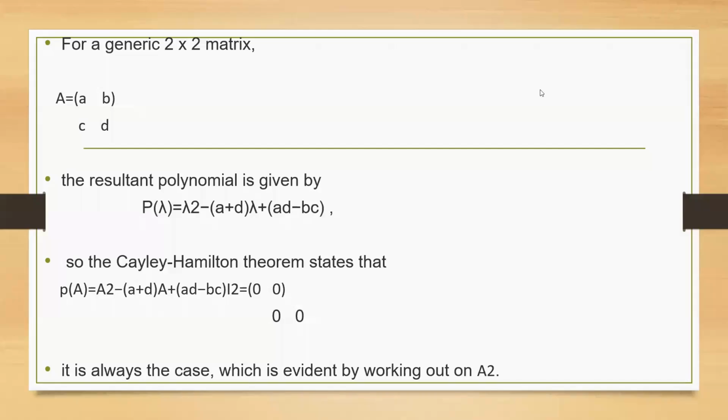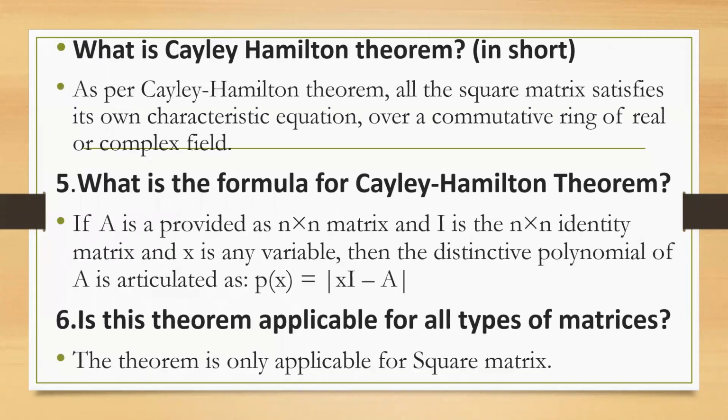Now moving on to the next slide. What is the Cayley-Hamilton theorem in short, which is recapping what the Cayley-Hamilton theorem is. As per the Cayley-Hamilton theorem, every square matrix satisfies its own characteristic equation over a commutative ring of real or complex field.